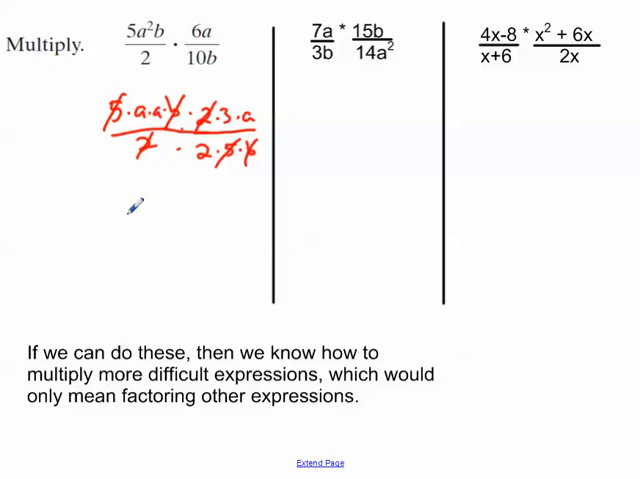So we now multiply all of our numerator together. 3 times a times a times a is 3a cubed over 2. And there's our answer, 3a cubed over 2. Nothing else cancels, nothing else factors out. So there's our answer. If we go to this one, here's our next example.